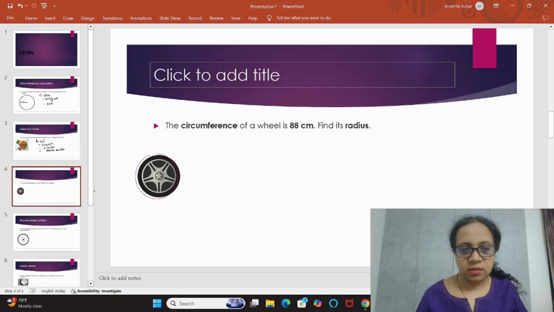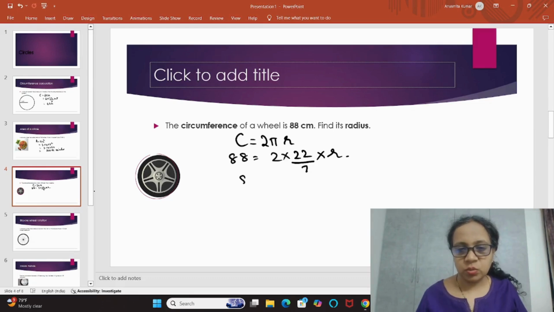Let's go to the next sum. The circumference of a wheel is 88 centimeters. Find its radius. Now again the formula for circumference is 2 pi r. So the circumference is 88. So we can again take pi as 22 upon 7. And we have to find the radius. So we can cross multiply: 88 into 7 upon 2 into 22. So 44 into 2 is 88. Therefore the radius is 14 centimeters.